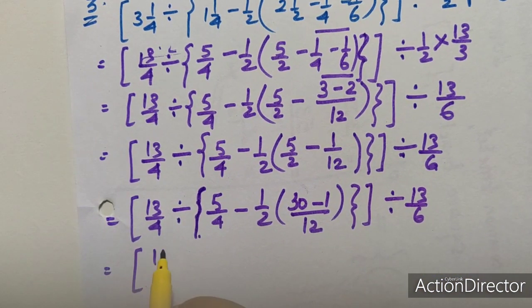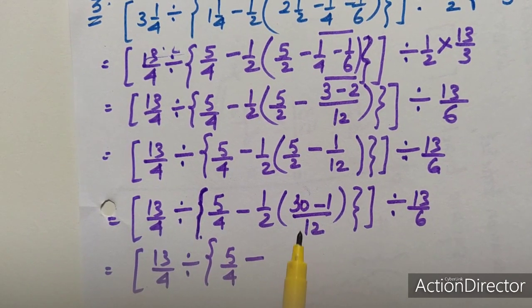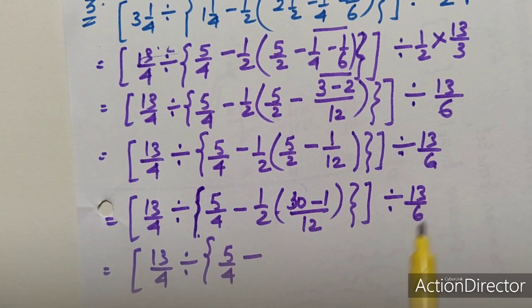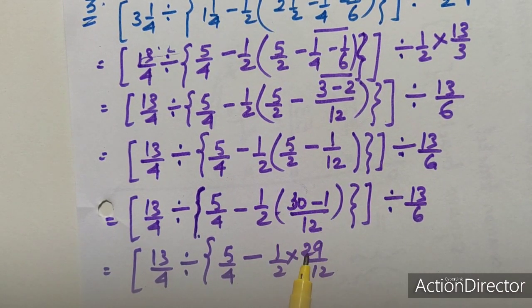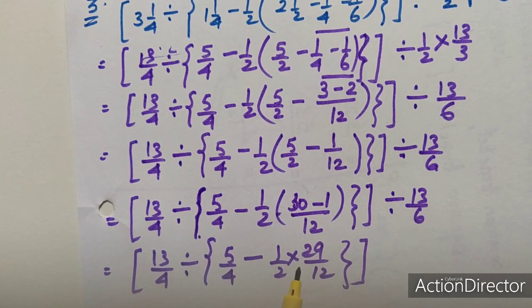Similarly, once again 13 by 4 divided by, copy down 5 by 4 as it is, minus, now I am going to solve the common bracket. So subtracting 1 from 30, it is 29. So 1 by 2 into 29 by 12. This is the subtraction of this number, 29 by 12, and then curly bracket, square bracket. Now after simplifying, don't use the common bracket, okay? That's why we removed it, okay? Then divided by, it is 13 by 6.